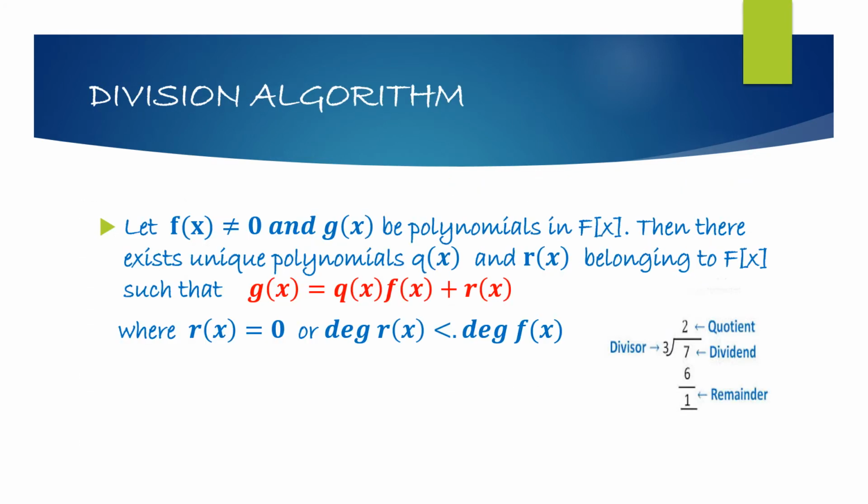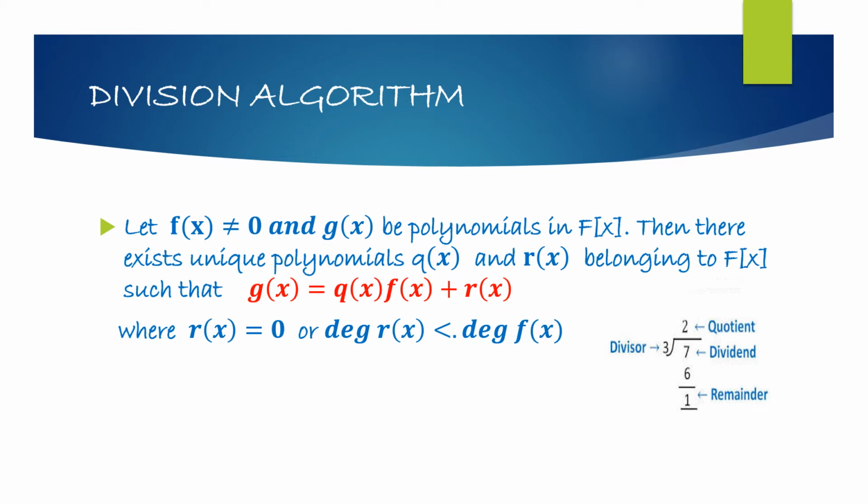Now I'm going to have the statement of the division algorithm. We'll declare f(x) not equal to 0 and g(x) be polynomials in F[x]. So what do you mean? You take two polynomials, f(x) and g(x). Now why is f(x) not equal to 0? They have not specified anything about g(x).